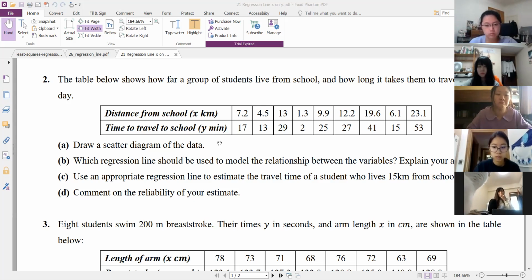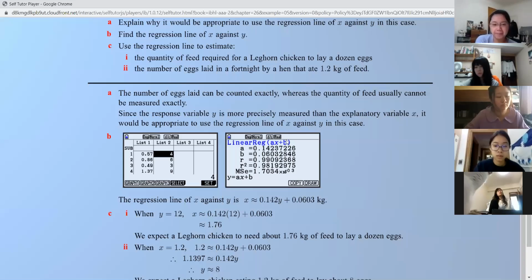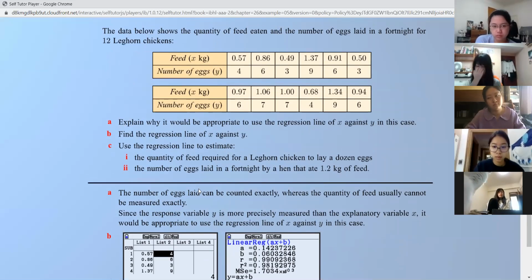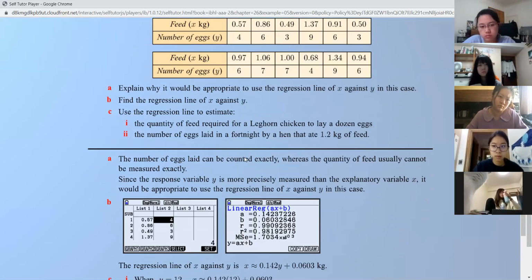That's how you explain. Okay, look at the example that we have just shown each other. Look at the explanation. The number of eggs, you see, the whole thing started with which one is more precise. That's the trick here. The number of eggs laid can be counted exactly. However, the quantity of feed cannot be measured exactly, simply because some will have been scattered all over, some left over by the chicken. So you can't really measure the quantity of feed that was eaten by the chicken.